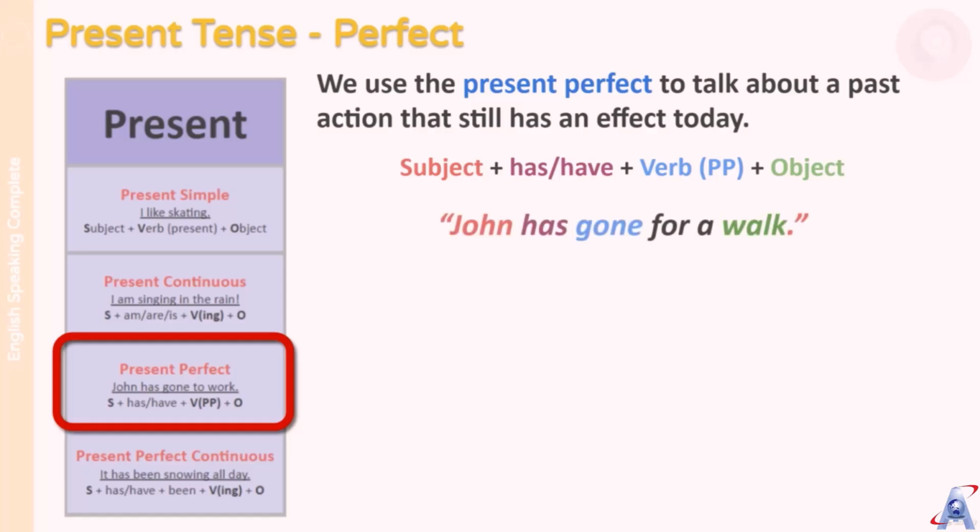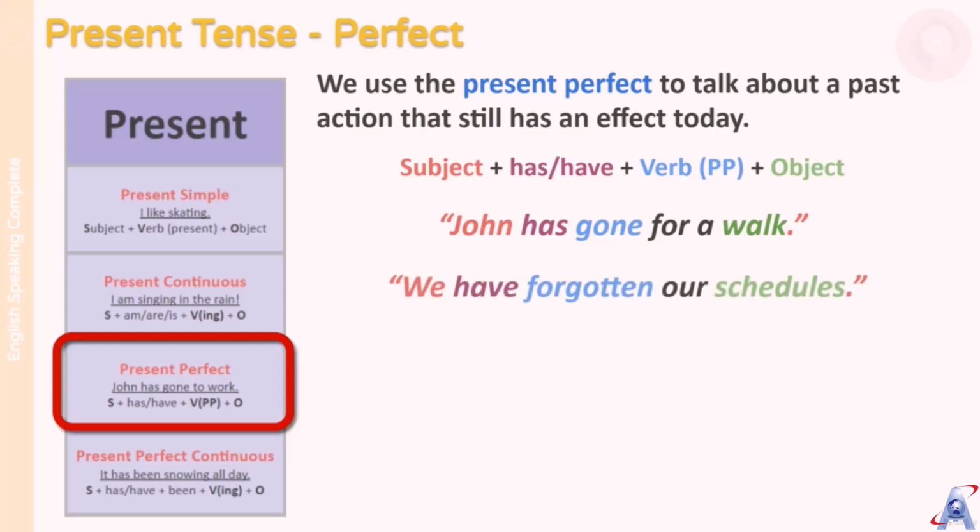John has gone for a walk. So John left to go for a walk some time ago, and he's still gone. He has left and he is not here now. My subject is John. Because this is a third person singular pronoun, I use has. John is a he. John has gone. The past participle: V1, go. V2, went. V3, past participle, gone. John has gone for a walk, with just a noun at the end, walk. Okay, let's look at another example.